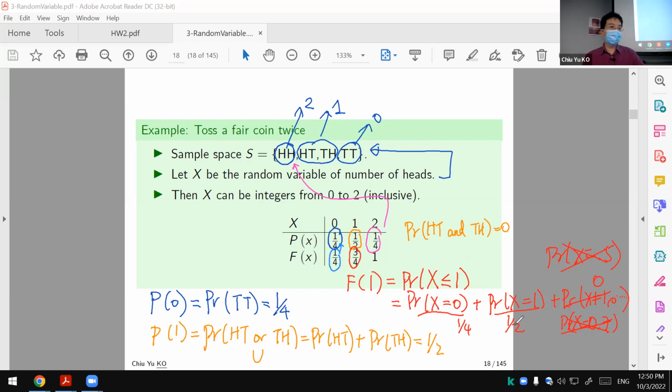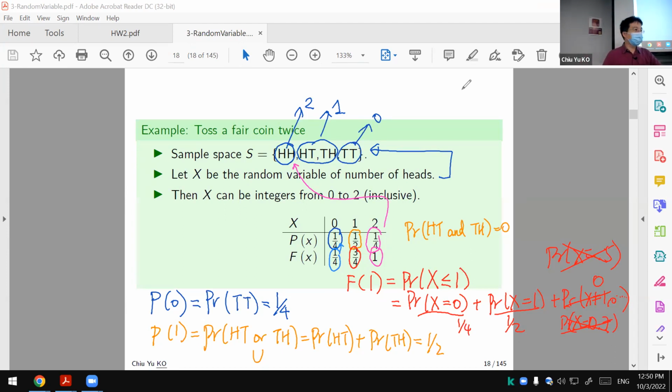And 0 or 1 is basically just the addition rule, so that is the reason why you have 3/4. And the last one would be trivial, because everything must be less than or equal to 2, so it must be 1. Okay, so I hope that is clear. There's nothing deep here, nothing new here, you just need to know the definition, and that's it. And this is the basic thing you have to describe your random variable.